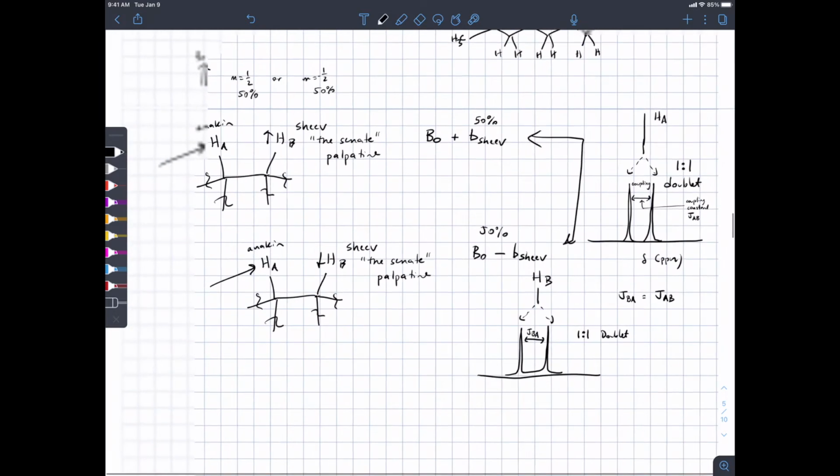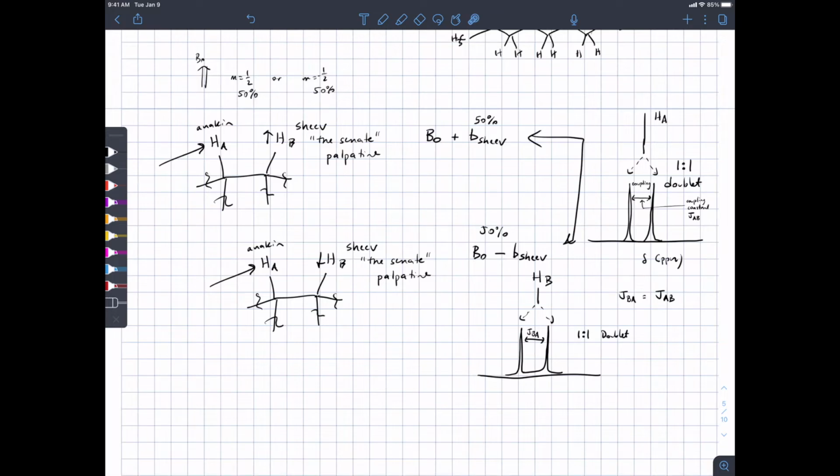Okay? So if you see a peak split into two, a 1-to-1 doublet, that means that proton is adjacent to one and only one other proton. Right? Do you see how that's useful? Now I know something not only about proton A, but I know something about proton B or whatever's next to proton A.